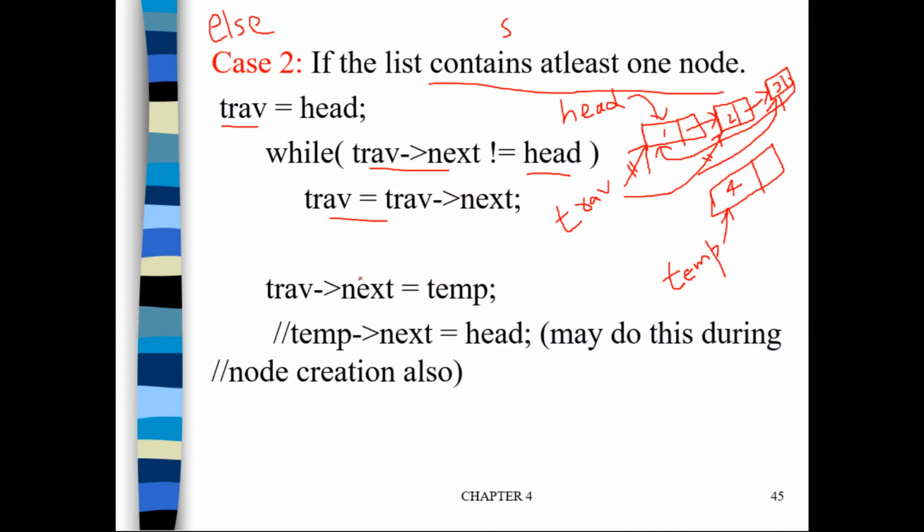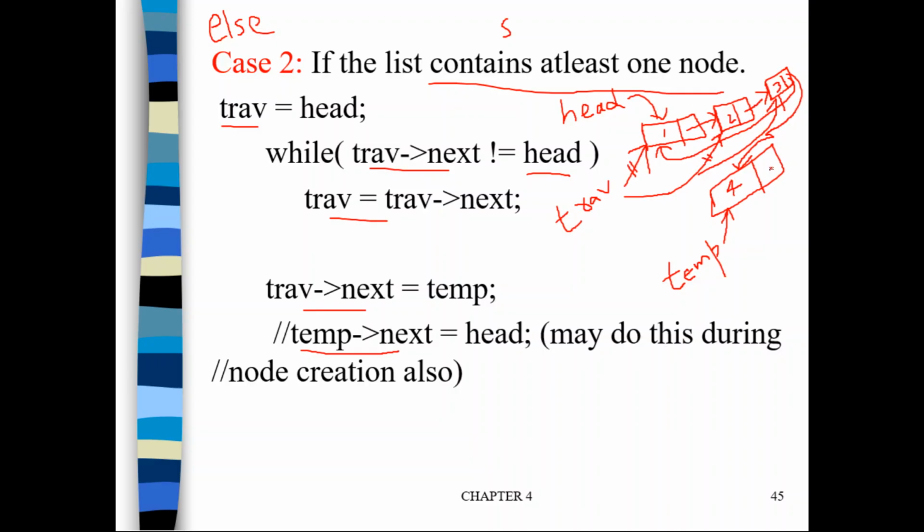After coming out, what should we do? Now traverse is pointing to the third node. So traverse arrow next equal to temp. It means that currently traverse is pointing to the third node, so traverse next now will point to node 4, which is temp.